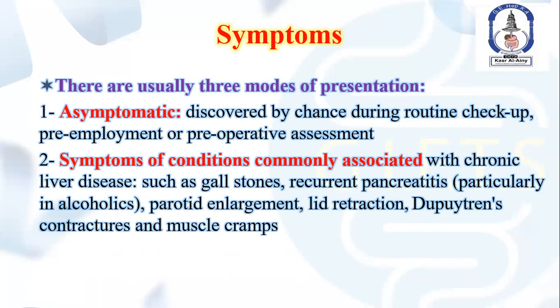Those who are having parotid enlargement, lid retraction, Dupuytren's contracture, and muscle cramps, all those are patients who, when they start to be investigated, are commonly discovered to have liver cirrhosis. And lastly is the symptom of complications like portal hypertension and liver cell failure, which is, we say that liver cirrhosis is a vascular failure in the form of portal hypertension and cellular failure in the form of manifestations of chronic liver disease.